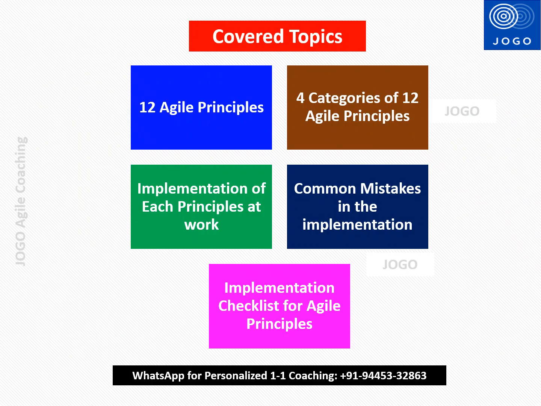We will cover 5 topics in this video. The first one is a quick overview of 12 agile principles. Then the classification of these 12 agile principles into 4 categories. Then how to implement each and every principle at work. We will give examples from real-time work. Then what are the mistakes we need to avoid when we implement the 12 agile principles? And there is a checklist that you can use to check whether these 12 agile principles are implemented in the right way or not.